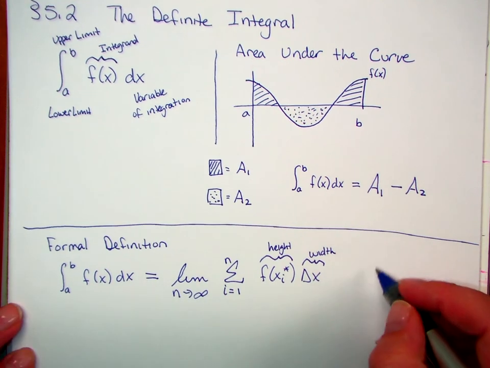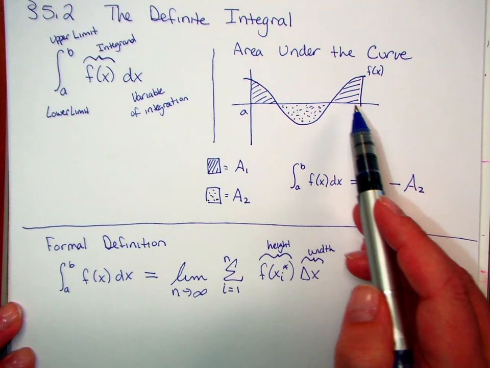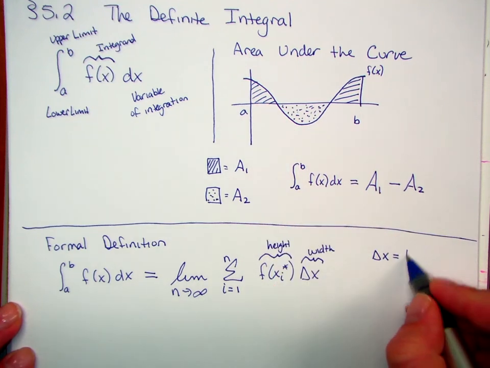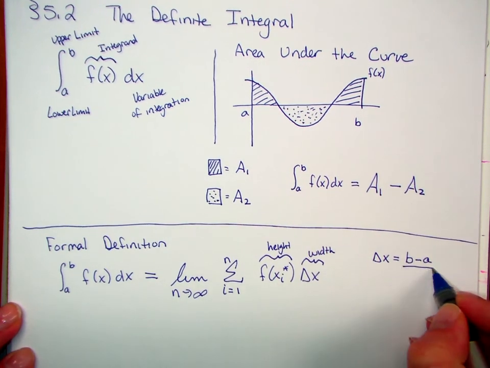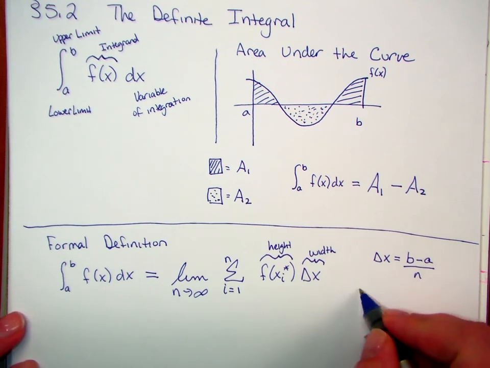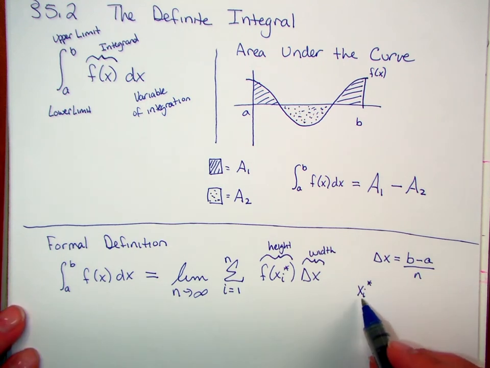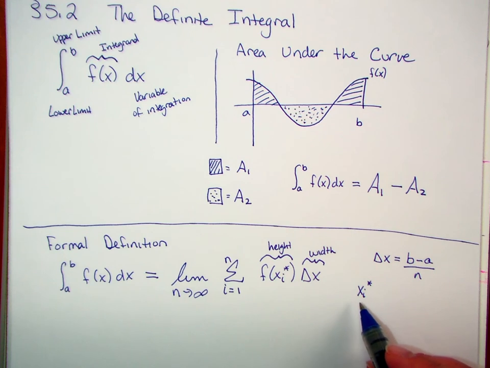Now, remember what delta x is? The width is the total distance divided into n parts. So delta x equals b minus a divided by n. That's always what delta x should equal. Now x sub i star is not a left-hand endpoint, not a right-hand endpoint, not necessarily a midpoint. It's any point in between. X sub 1 star would be any point between x sub 0 and x sub 1. X sub 2 star would be any point between x sub 1 and x sub 2.